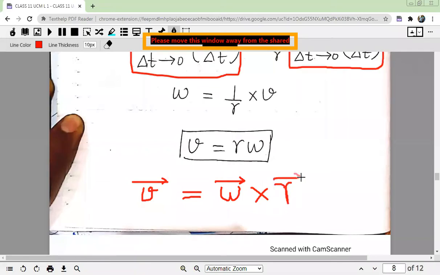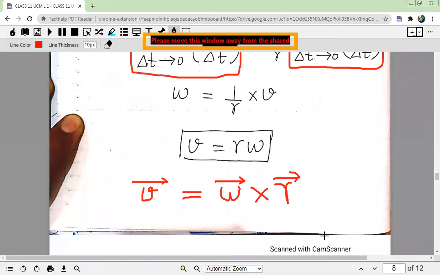In vector form, it will be written this way: vector v equals vector omega cross vector r. Here, r is the radius vector. It's clear.